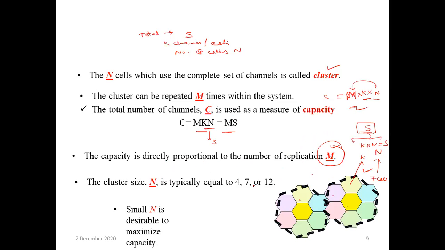Usually the cluster size can be 4, 7, 12. It depends upon my design aspect. The formula is i square plus ij plus j square, where n is the cluster size, but this is not required for us. So with this example, what we have seen is how the channel capacity can be improved or increased.